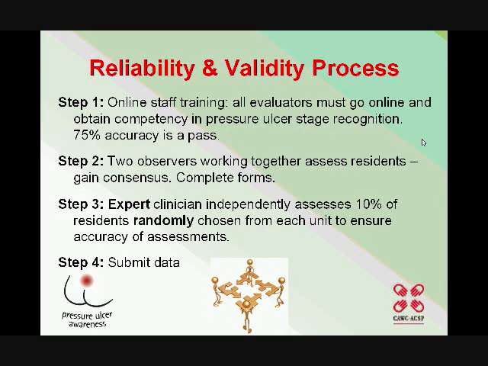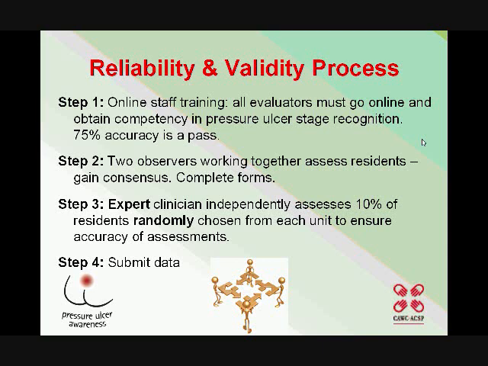The reliability and validity process is in 4 parts. Step 1, we have the online training. So all evaluators must go online and obtain competency in pressure ulcer stage recognition. 75% is a pass. Step 2, 2 observers working together assess the residents and gain consensus, and then complete the forms.